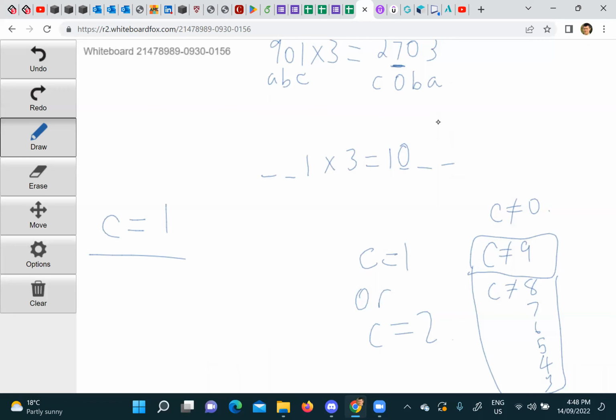Okay, so if C equals 1, then we're assuming the problem looks like this now. If C equals 1, then it's only about 100 possibilities, very few possibilities. It's probably even less than 100. Oh wait, and also the answer is less than 350.